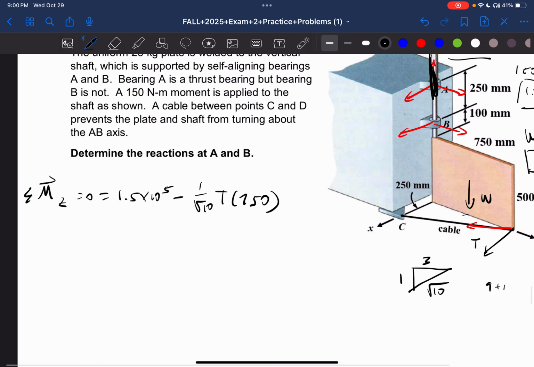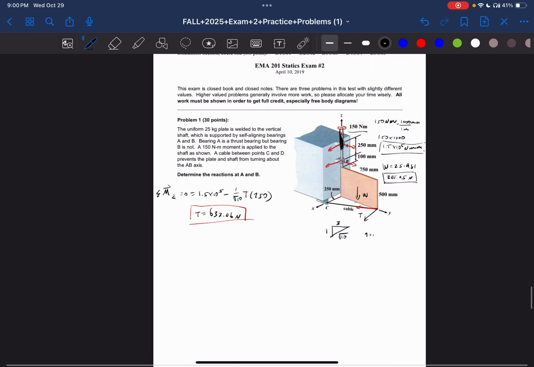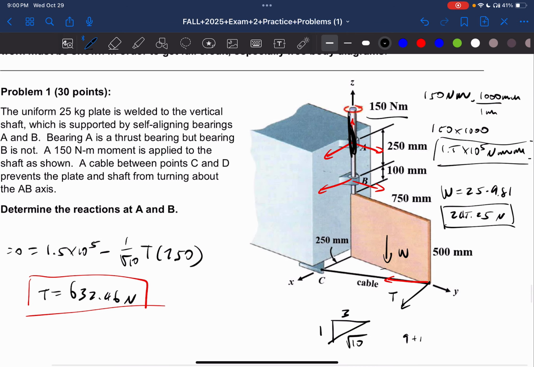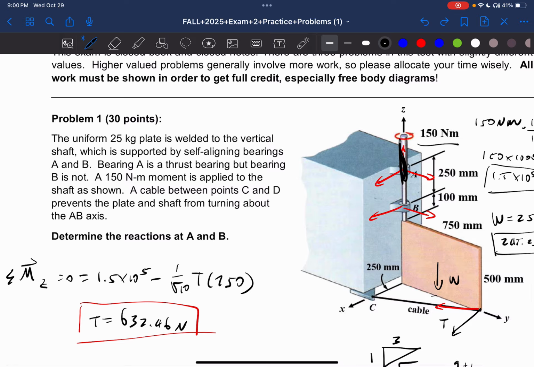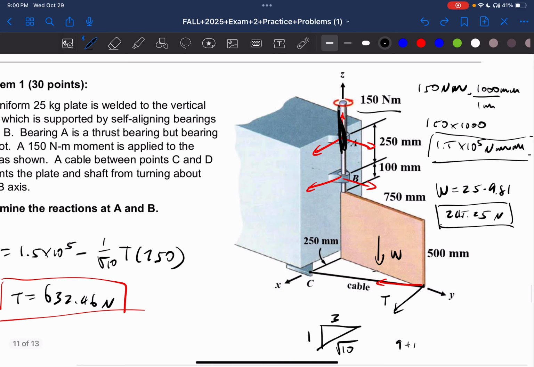Okay, now that we have this, we have everything, so we can just solve for T. So T is going to be equal to 632.46 newtons. Okay, now that we have this, what else do we need to solve for? So we have T, we want reactions at A and B. That's our main goal. I'm trying to take a look at this and see what we can do to find what we're looking for.